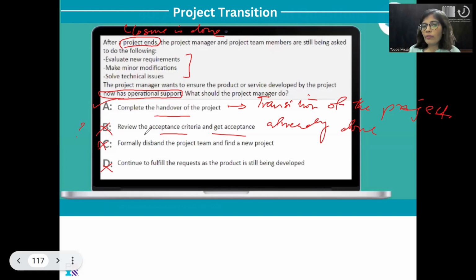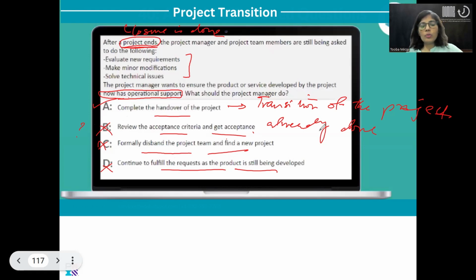As far as B is concerned, review the acceptance criteria and get acceptance. This must have been already done. If this is not done, how come the project is ended? It's not about acceptance criteria. It's not about validation. This situation is about poor closure or improper transition of the project. Or formally disband the team. This also must have been done, because if the project is ended, it's not about disbanding. And if you continue to fulfill the request, then of course you must be doing the wrong thing. So C and D are definitely out. And B is also out if you understand that this first line, after a project ends.